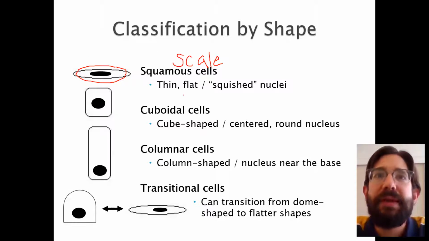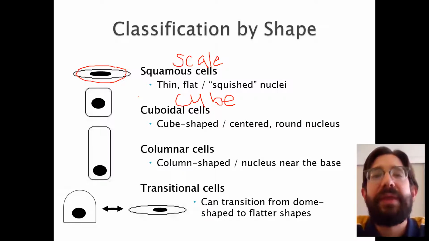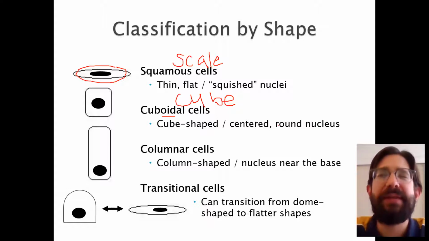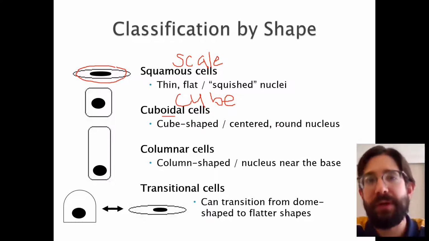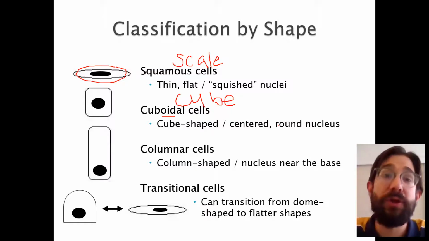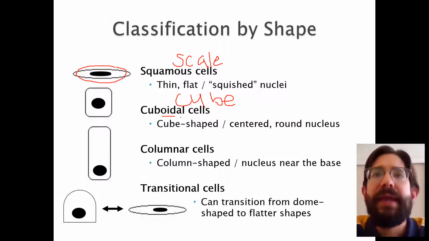Cuboidal cells mean they're cube-shaped. You know, like a box. And by the way, oid, O-I-D, that means shaped like or resembles. So really, cuboidal means resembling a cube in its shape. And you'll see that nucleus is usually right around the center of the cube.